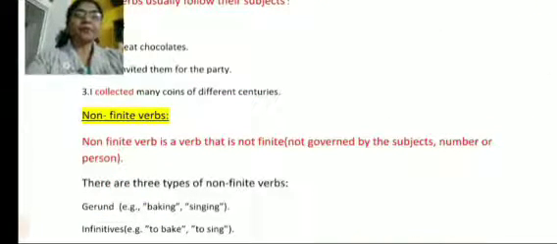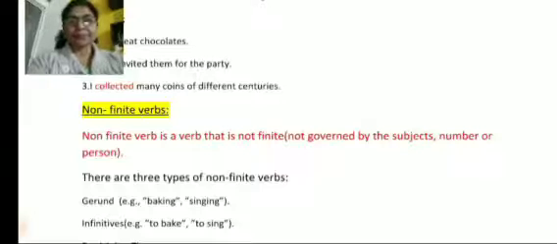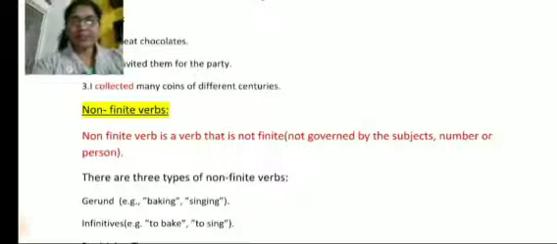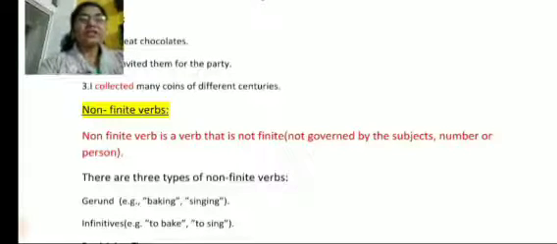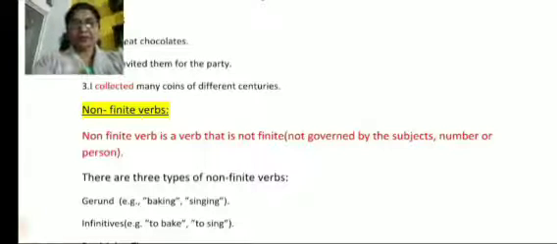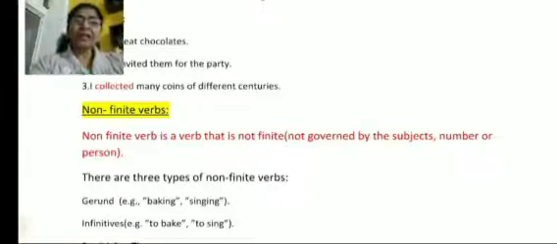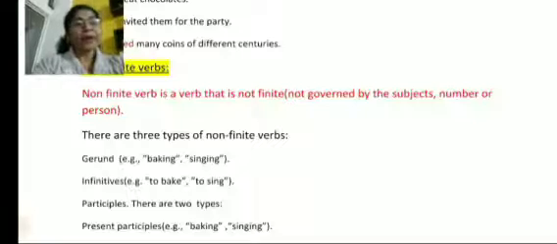Now we'll study non-finite verbs. That means how to identify non-finite verbs. A non-finite verb is a verb that is not finite. That means it is not governed by the subject, number or person. So it is not followed by the subject. It doesn't come immediately after the subject. Now there is another way to identify non-finite verbs. Non-finite verbs come in the form of gerunds, infinitives and participles.